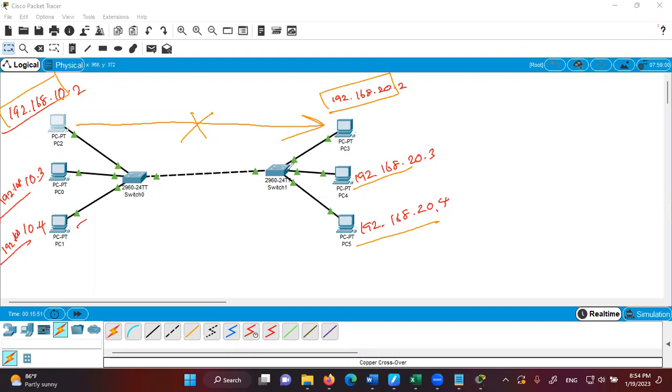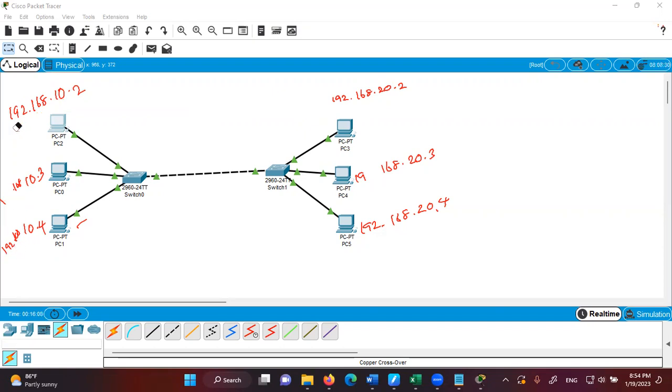So now we can't communicate in this way, but we need to keep these as two networks. So children, what we do is make this connection in a different way, not like this.